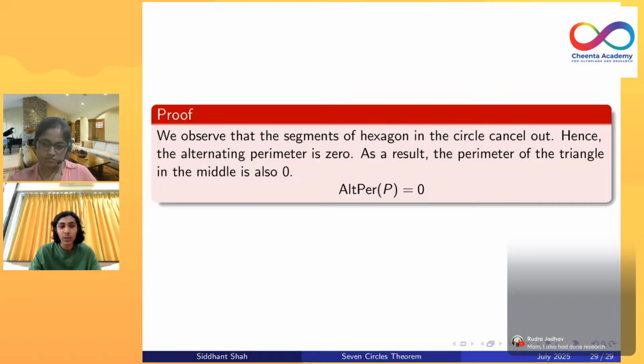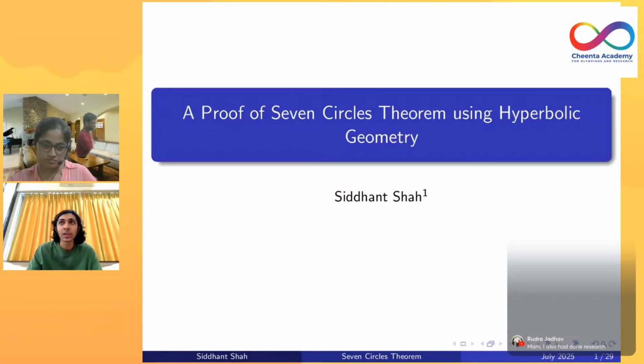So based on this, we observed that the segments of the hexagon in the circle are cancelling out, and the alternating perimeter is becoming zero, and thus we are able to propose a hyperbolic geometry proof of the Seven Circles theorem. More details about my paper can be found in my publication in SSRN and JSR, which I have titled A Proof of Seven Circles Theorem Using Hyperbolic Geometry.